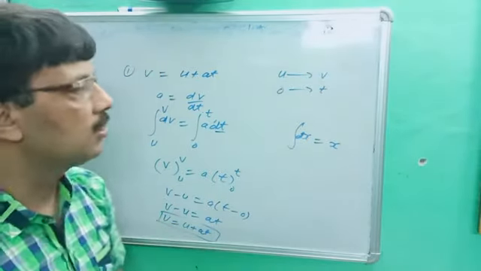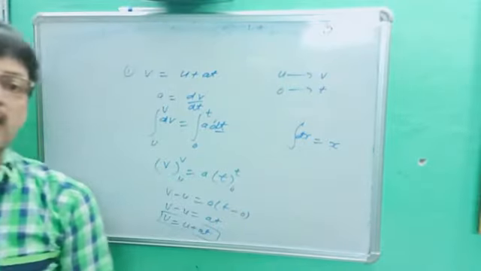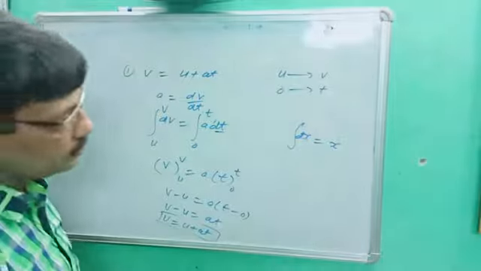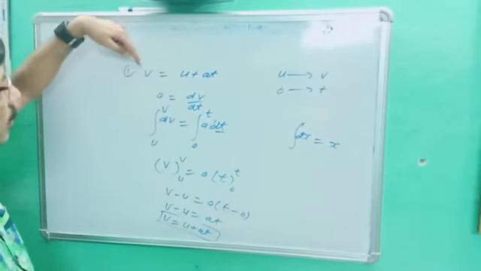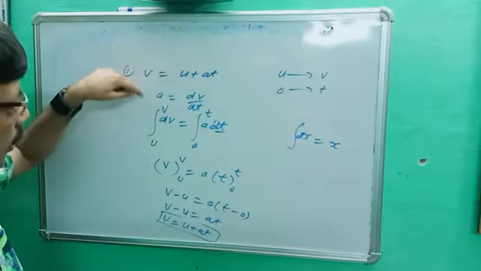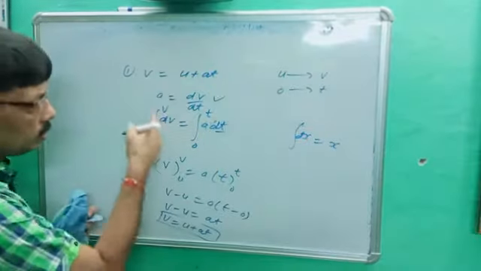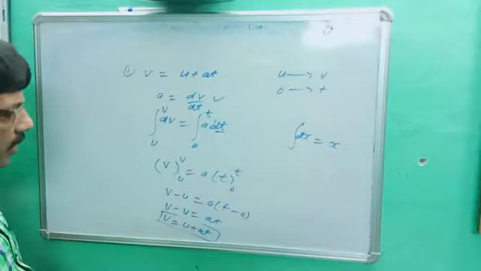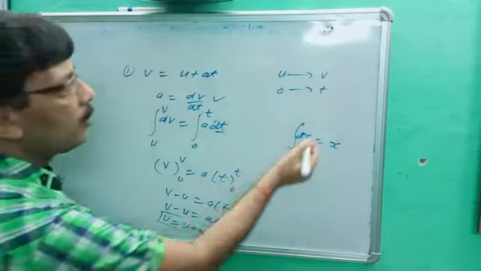In class 9th, you studied that this formula is deduced by the graphical method. But here we can do it by the calculus method, and the formula is V is equal to U plus at. You should know the formula A is equal to dV upon dt, then you can do it. So dV is equal to A dt, and by that method integrate, and you have to decide the limit.